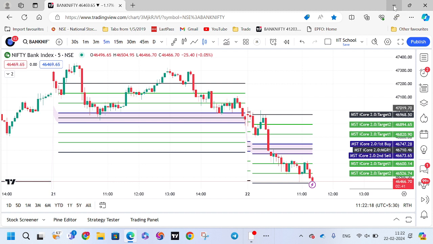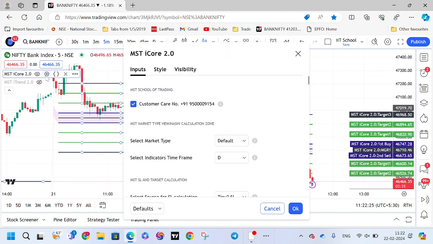We are in the live market. Yesterday we could not release the video as we were busy trading. Now you all know how to use our indicators from scratch.